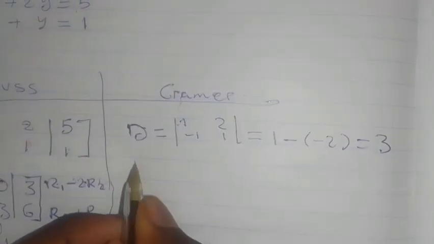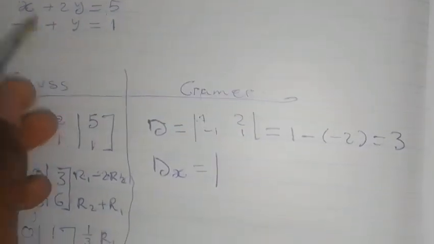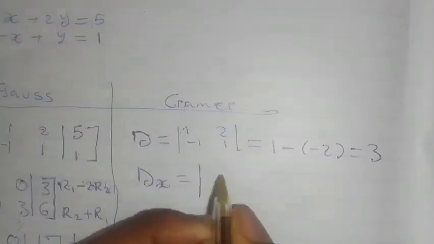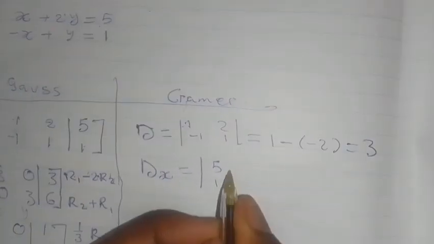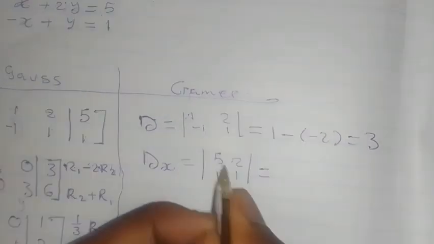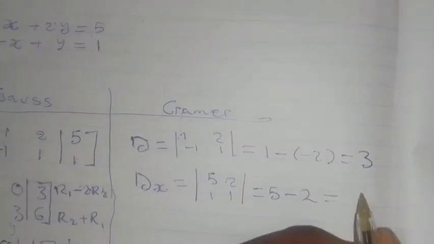And then you find the determinant excluding the x coefficients. Now this one, be careful. When you exclude the x coefficients here, you'll start on this side. You'll start with 5, 1. And then you'll follow up with the remaining 1, and then it's 2, 1, like that. So now this is the same as 5 times 1, which is 5, minus 2 times 1, which is just 2. And then that's going to give you 3.